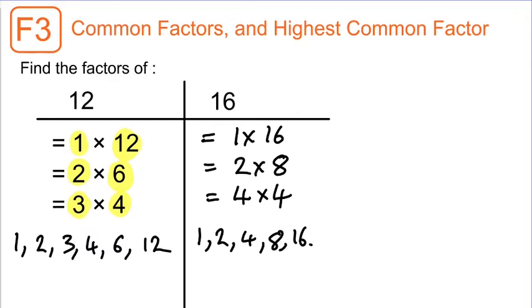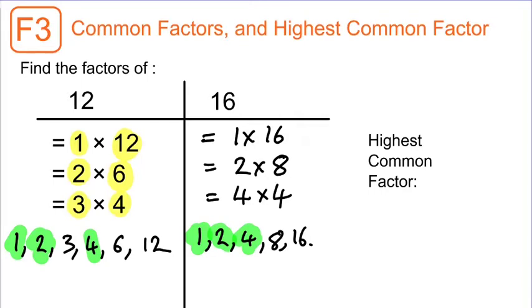Now let's compare the two lists we've found. There are some numbers that are in both lists. They are 1, 2, and 4. These are called the common factors of 12 and 16. If we find the highest of these numbers, that's called the highest common factor. In this case it is equal to 4.